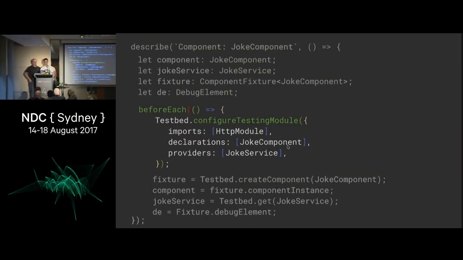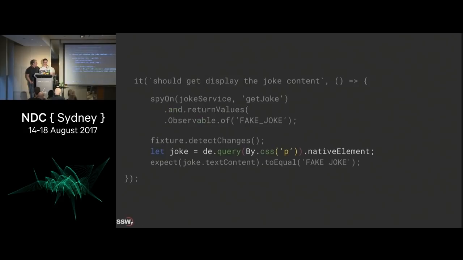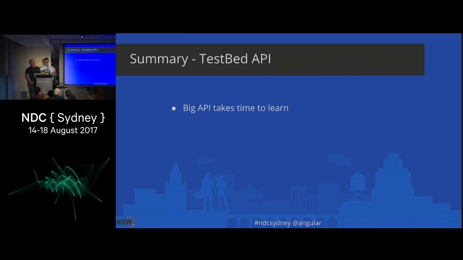So we had a look at how we can set up the TestBed in the beforeEach, and how it can be much easier to actually set up all your dependencies, because when you do a lot of Angular, you're making modules all the time, so it's the way you're used to doing it. And then we were able to use the debug element to query by that P tag. So it's a pretty big API. There's lots of things you can do with this TestBed. So it takes a bit of time to learn and get comfortable with, but it's well worth it. You use it in all your tests.